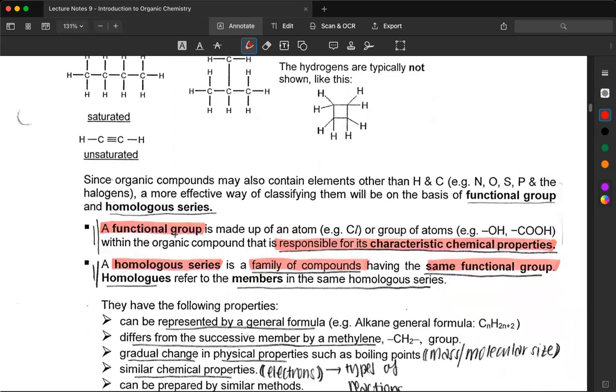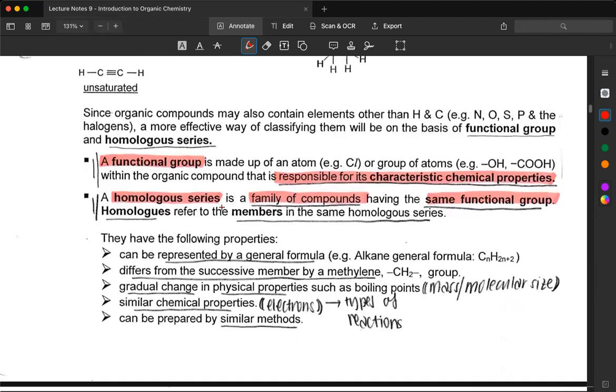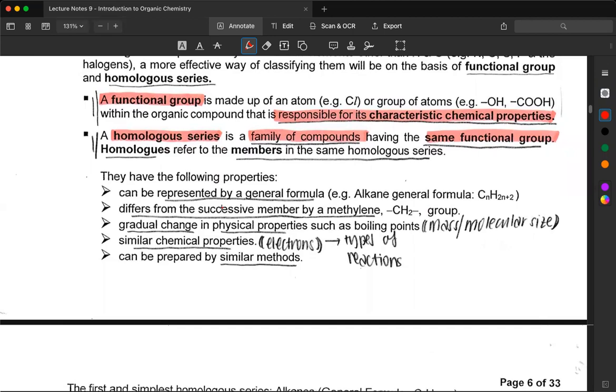Now, since organic compounds may also contain elements other than H and C, a more effective way of classifying them will be on the basis of functional group and homologous series. A functional group is made up of an atom or group of atoms within the organic compound responsible for characteristics, chemical properties. A homologous series is a family of compounds having the same functional group.